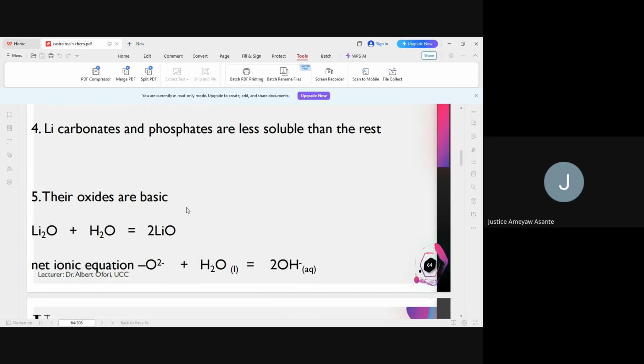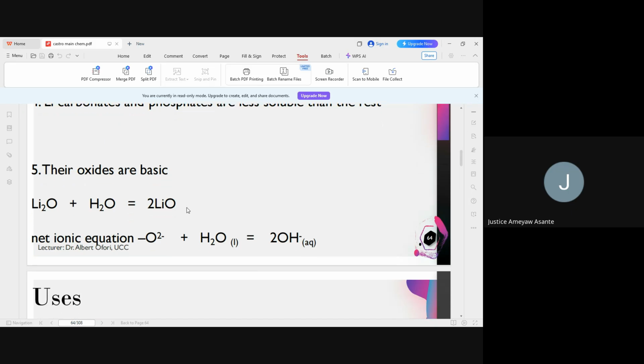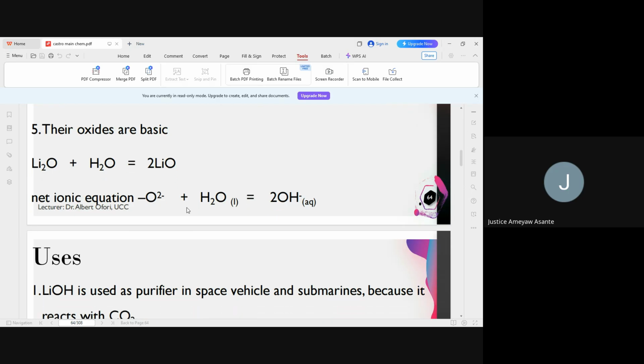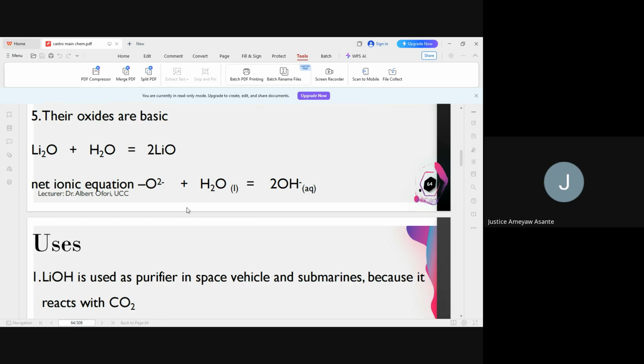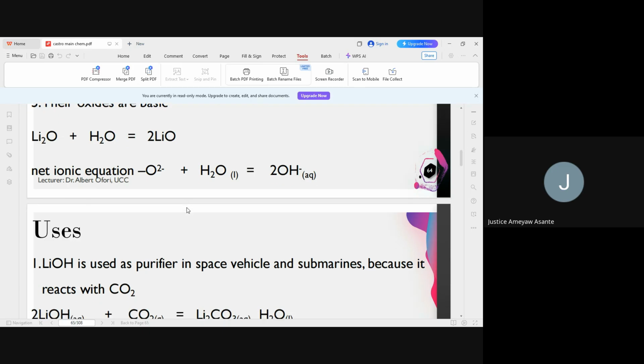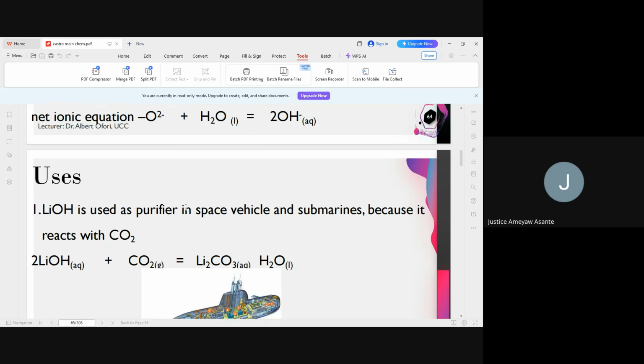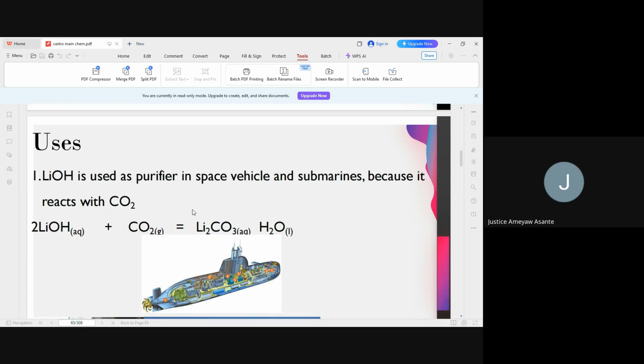Then we go to the next point. All group 1 elements, their oxides are basic. So lithium also forms the basic oxides. And when it combines with water, it will result in the first thing that I indicated to you, lithium hydroxide. Now, uses of lithium. Lithium in water forms a base.